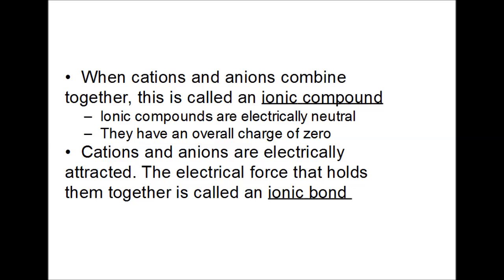Alright, when cations and anions combine together, they form something that's called an ionic bond. And when you have these ionic bonds, they form an ionic compound. And what you need to know about ionic compounds is that they are electrically neutral. It means they have an overall charge of 0.